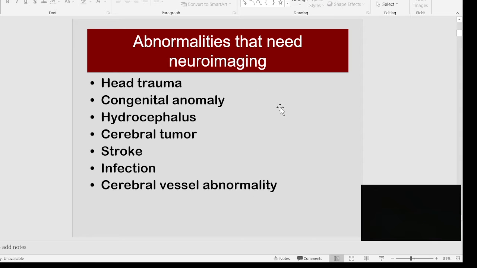So what are the abnormalities that need neuroimaging? You have here head trauma, congenital anomaly, hydrocephalus, cerebral tumor, stroke, infections, and cerebral vessel abnormality. So these are the abnormalities that usually require neuroimaging.